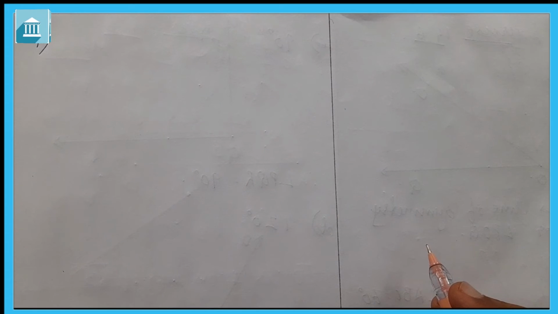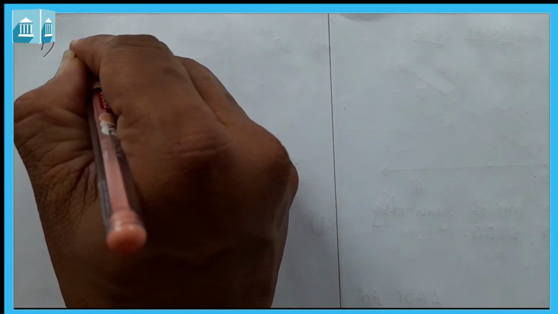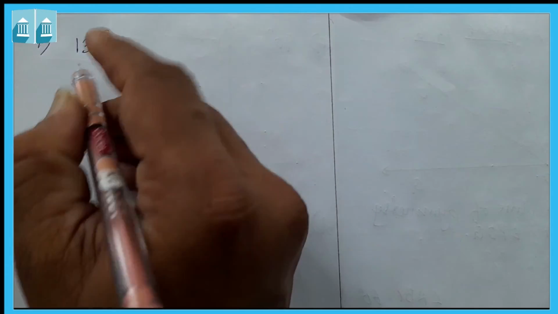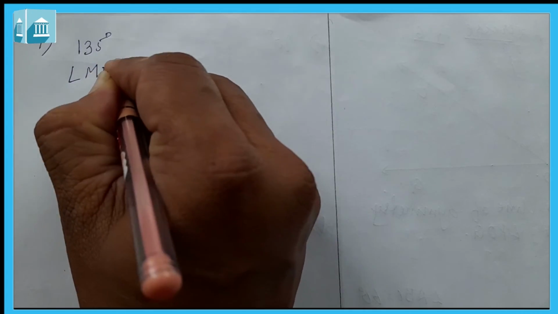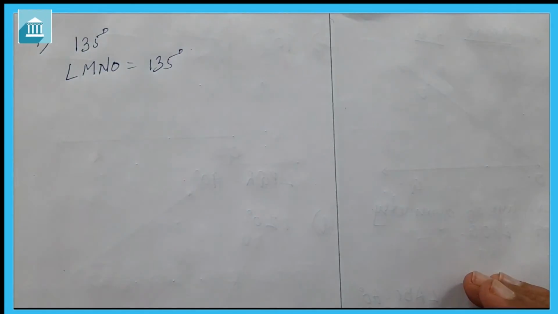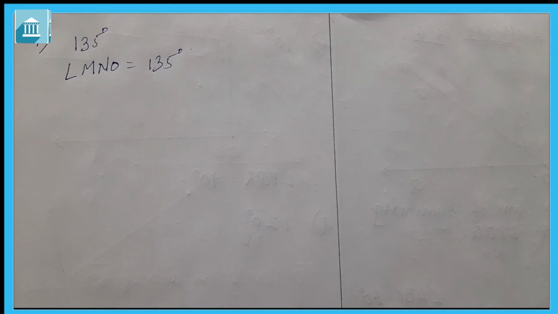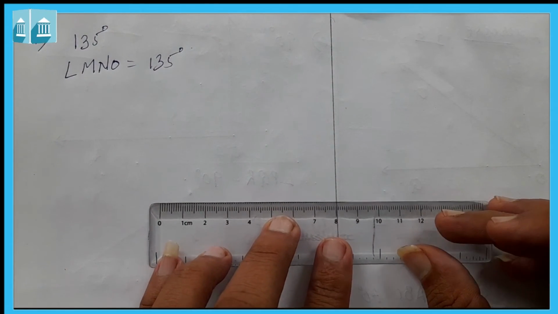Now let us see question number 7. Question number 7 says that draw an angle of measure 135 and bisect it. So first we have to draw angle of 135 degree. So let us say angle MNO is equal to 135 degrees. So first we have to draw angle MNO is equal to 135 degree.